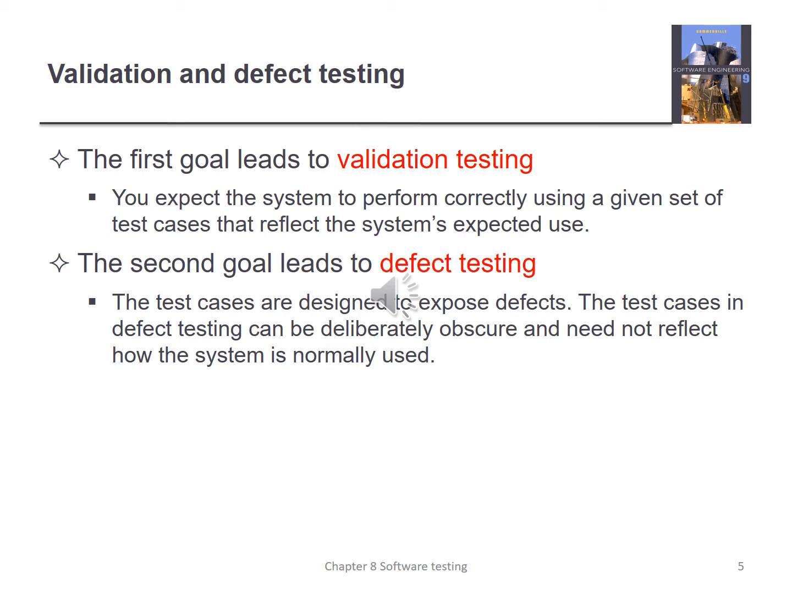The second goal leads to defect testing. The test cases are designed to expose defects, such as system crashes. The test cases in defect testing can be deliberately obscure and need not reflect how the system is normally used. So with the test cases, we really try to break the system to see if there is any defect or any problem with the system, and we call it defect testing.